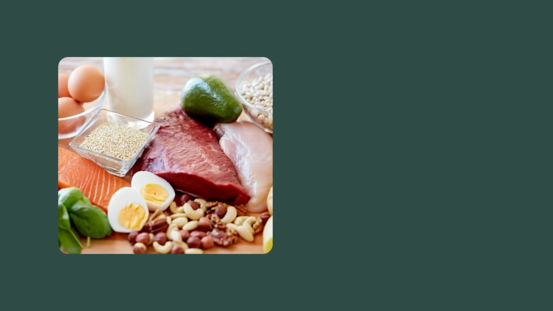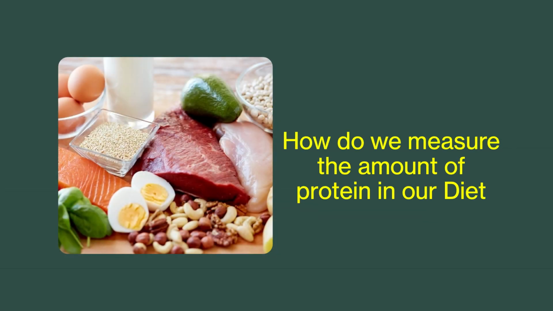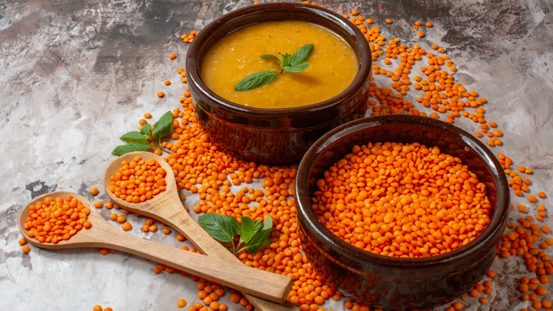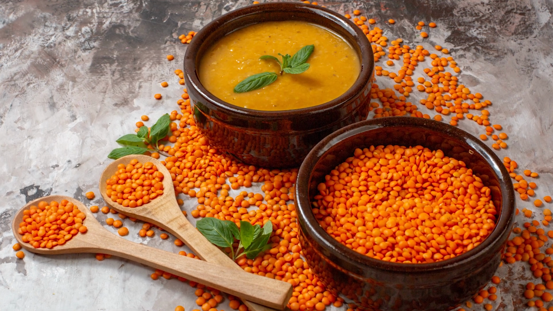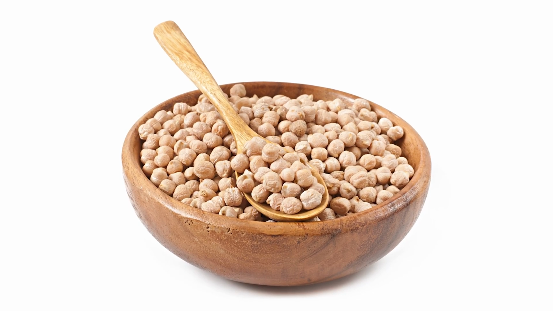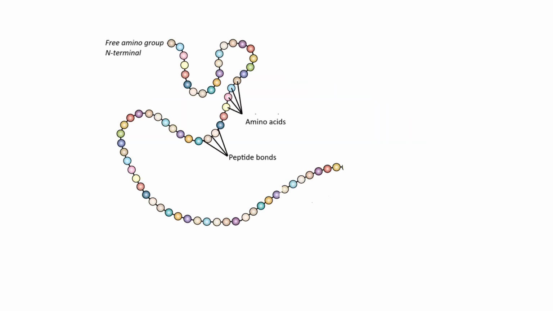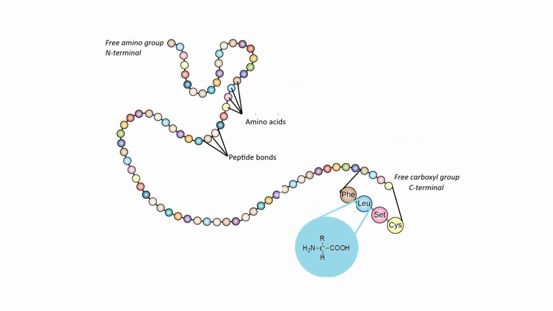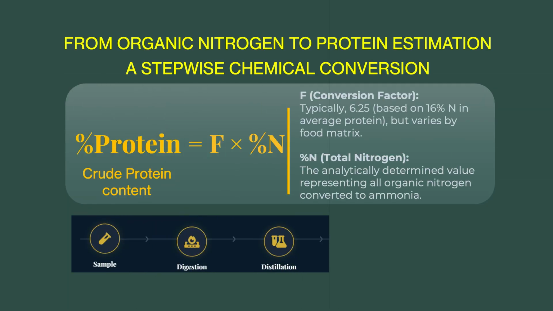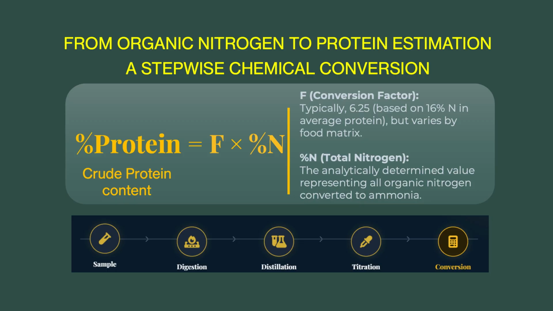Now let's see how we measure the amount of protein in our food. Food protein is mainly quantified in terms of its nitrogen content, assuming all nitrogen comes from the proteins of that food, which highly depends on the sequence of amino acids. Then we convert the quantified nitrogen into protein using the conversion factor, to obtain the crude protein content in a given food sample.